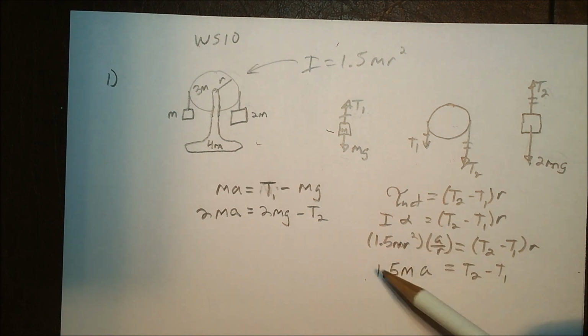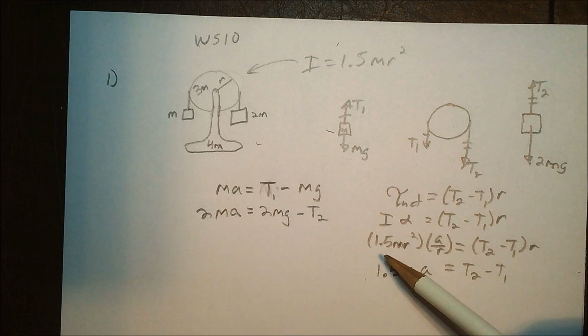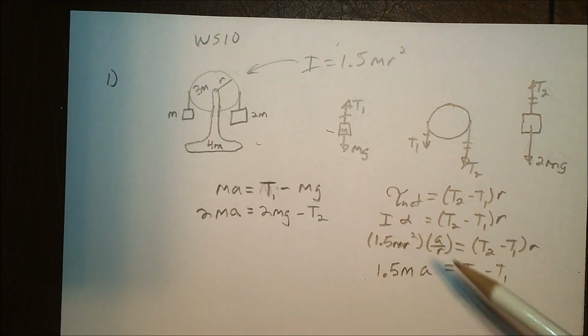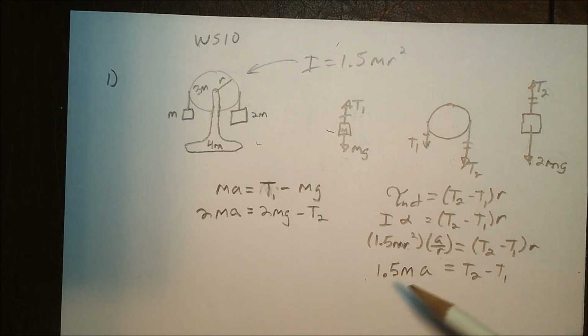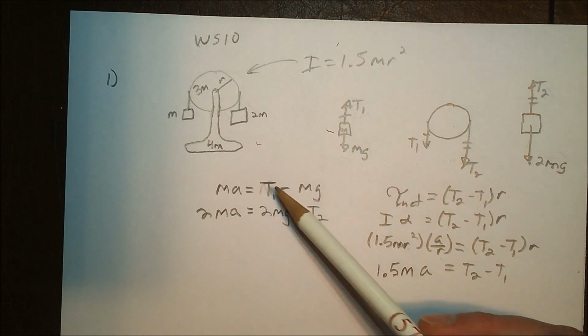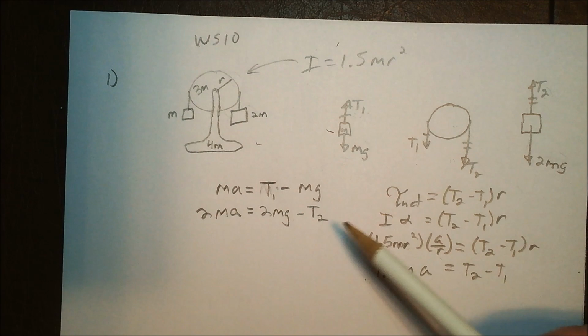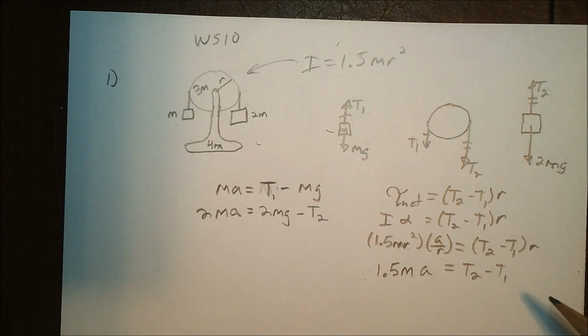I plugged in I as 1.5 mr squared, and alpha as A over R. The R cancels the square, this R cancels this R, so I'm left with 1.5 MA equals T2 minus T1. Notice in these three equations, I have a positive T1 and negative T1, a negative T2, a positive T2. So I'm going to add all three equations together.